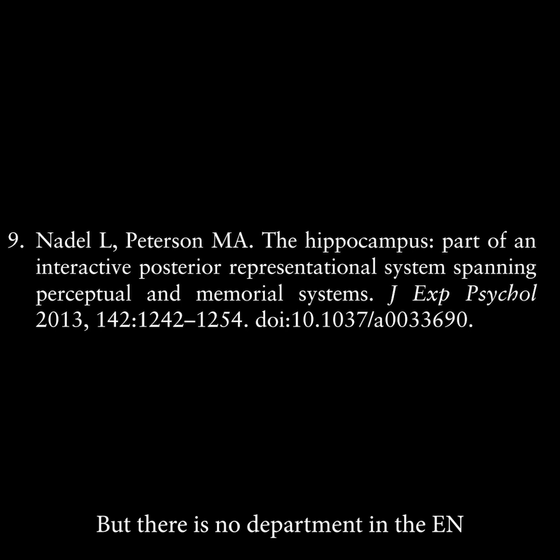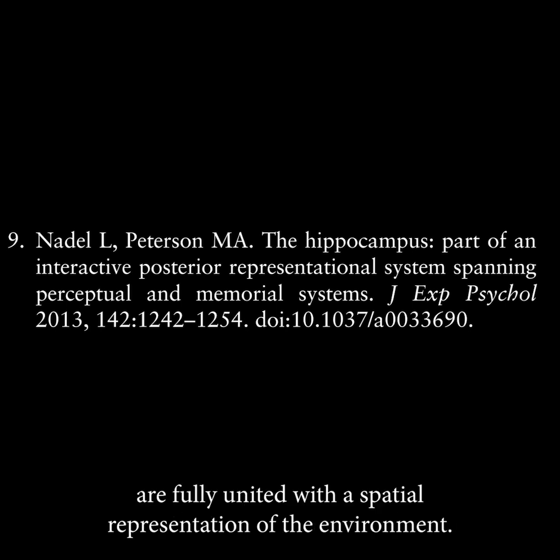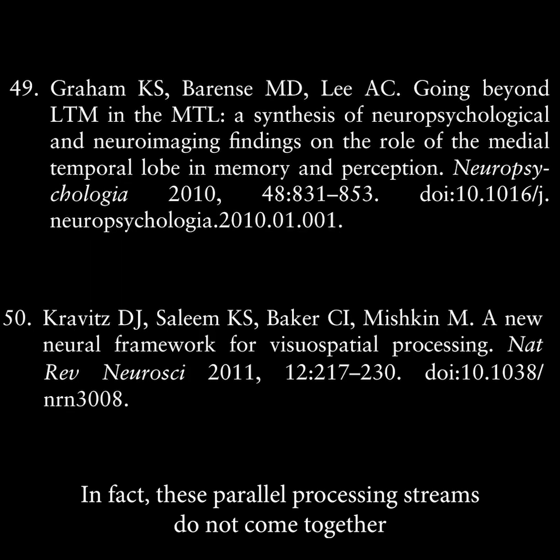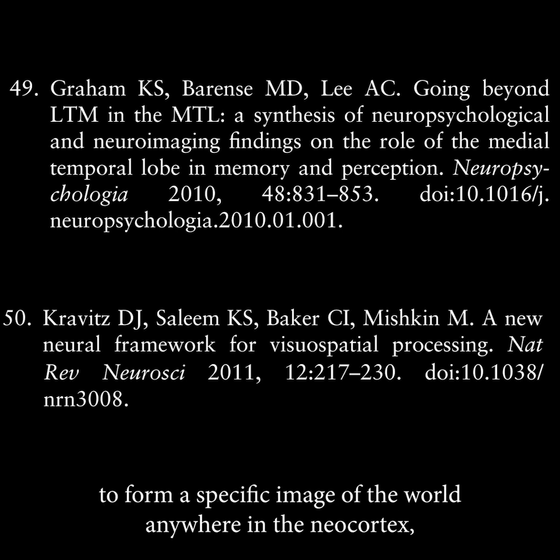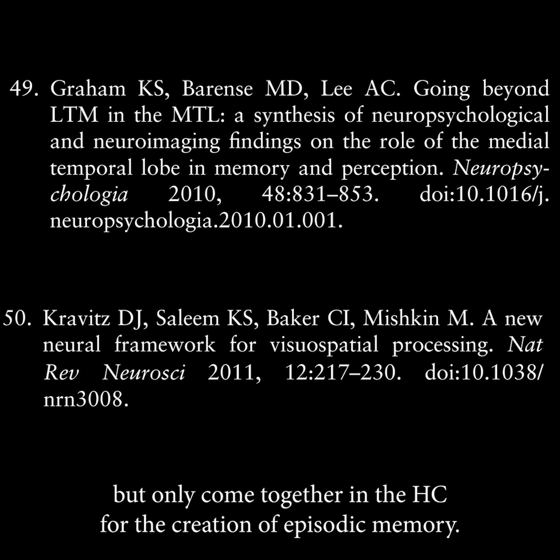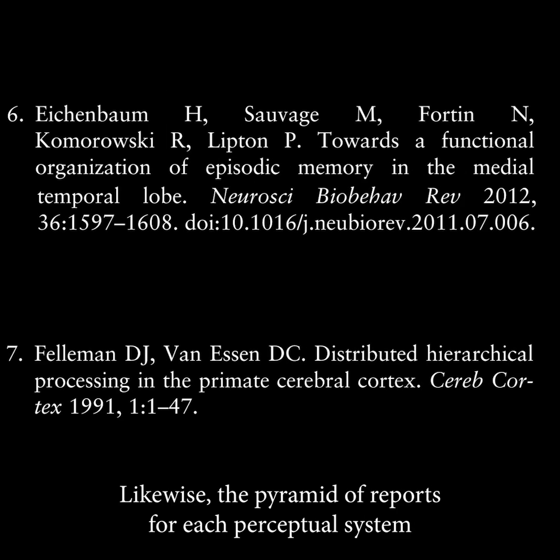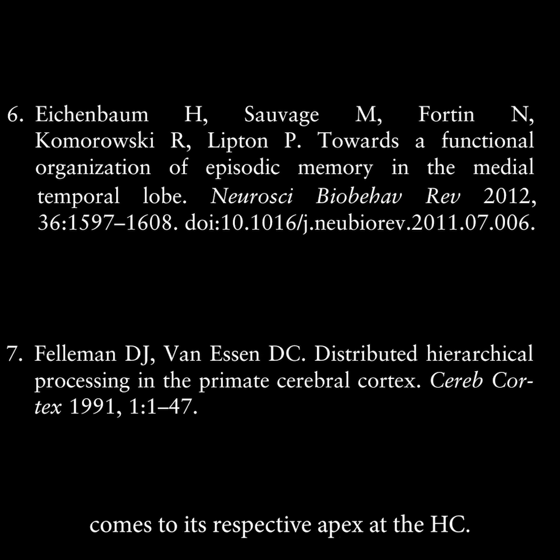But there is no department in the EN where the representation of objects is fully united with the spatial representation of the environment. In fact, these parallel processing streams do not come together to form a specific image of the world anywhere in the neocortex, but only come together in the HC for the creation of episodic memory. Likewise, the pyramid of reports for each perceptual system comes to its respective apex at the HC.